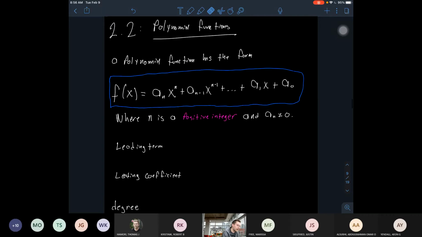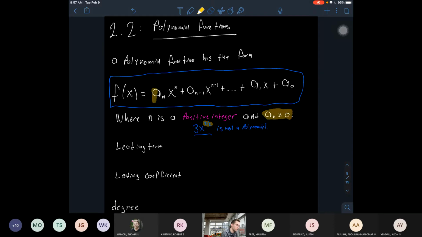Okay, and we require that n is going to be a positive integer, okay? So we don't do things like 3x to the 3 halves. This is not a polynomial, the reason being that 3 halves is not a positive integer. Okay, it's positive, but it's a rational number. Remember, integers are whole numbers. So we require all of the powers on a polynomial to be whole numbers, like 1, 3, 5, 7, these sorts of numbers. Okay, so n should be a positive integer, and we require that a_n not be 0.